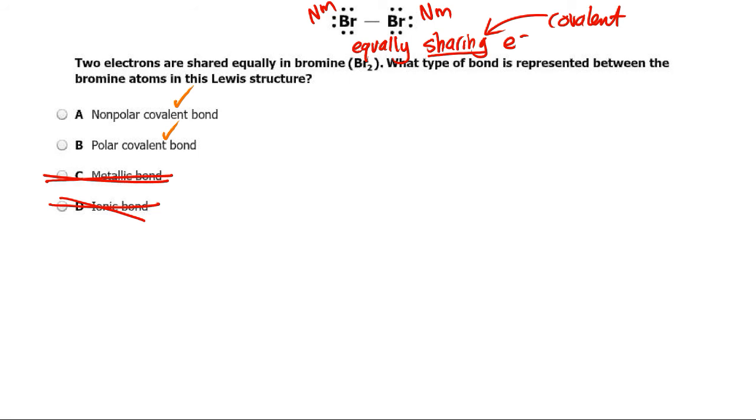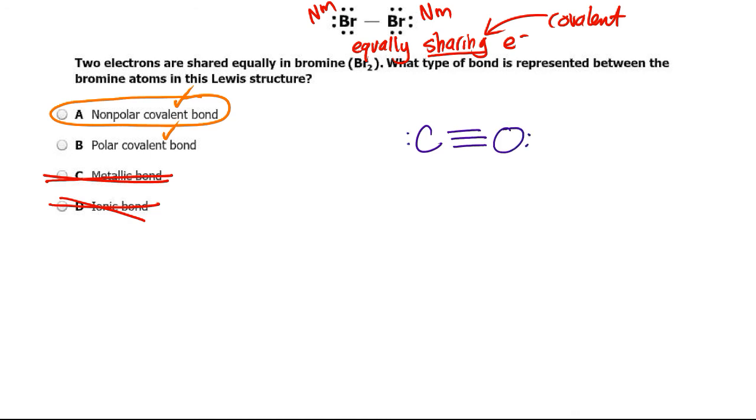This would be considered a non-polar covalent bond because the electrons are equally shared. An example of a polar covalent bond would be like if you had carbon and oxygen and carbon monoxide. This would be considered a polar covalent bond because electrons are going to be flowing toward the oxygen side because it's more electronegative. If you were to put dipole arrows, partial charges, it'd be partially positive on the carbon side and partially negative over here. But because bromine is bromine and is equal on both sides of that single bond, it is considered to be non-polar covalent, not polar covalent.